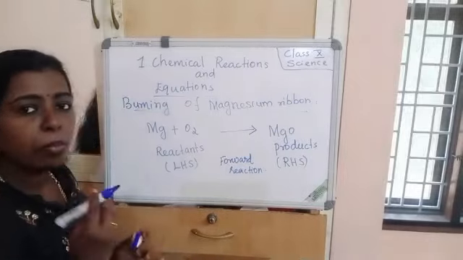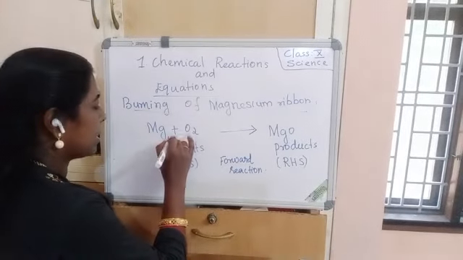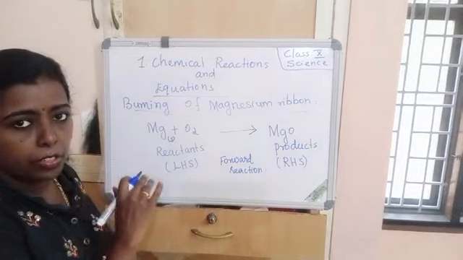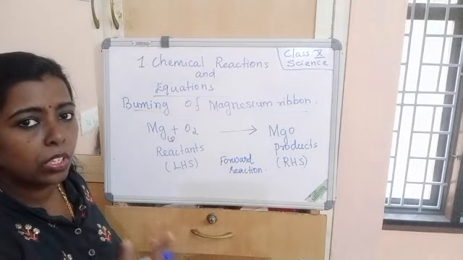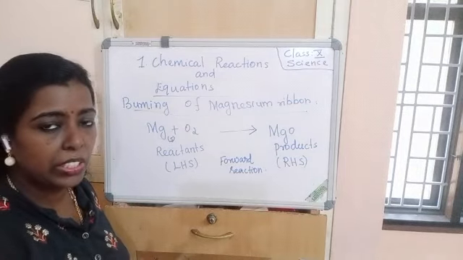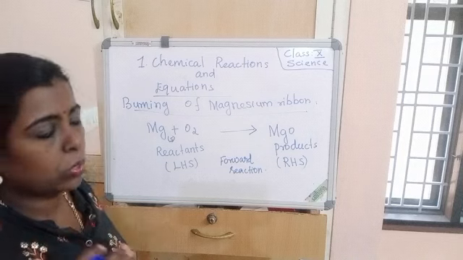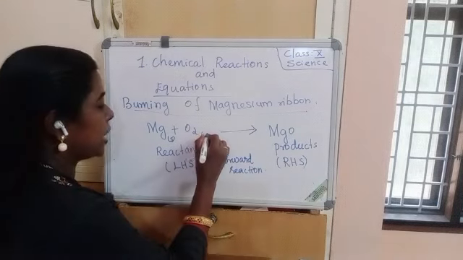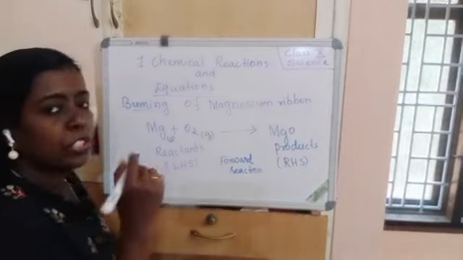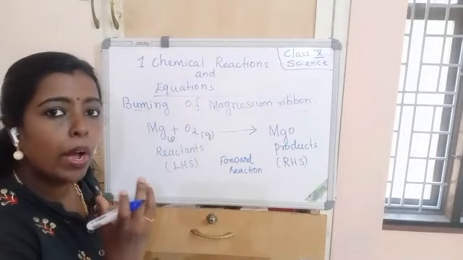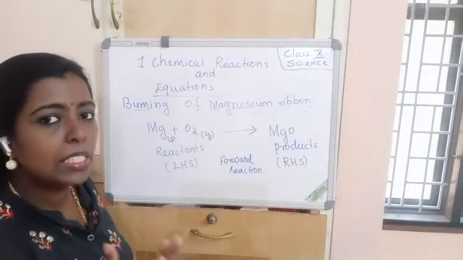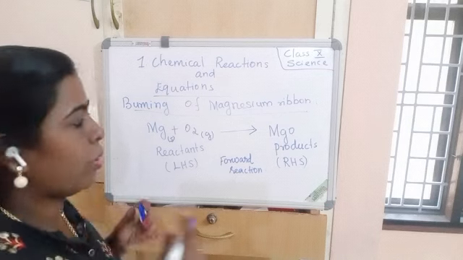Here magnesium ribbon is in solid state. So S is for solid, L for liquid, G for gaseous, and AQ for aqueous solution. And oxygen is a gas and magnesium oxide is a white powder, so it is also in solid form.